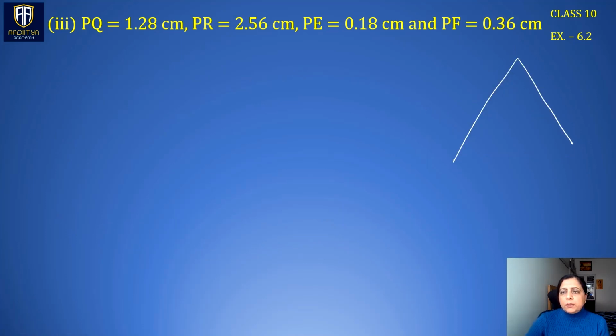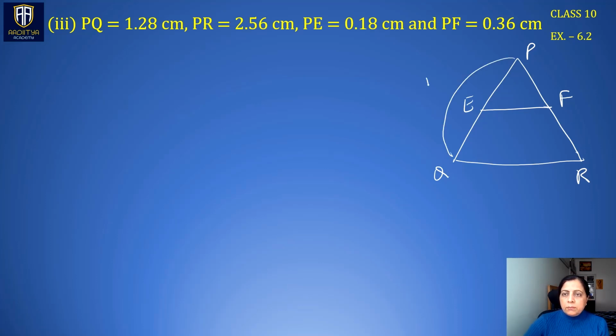We have one more part on the same figure. So PQR is the triangle and EF is the line. Now here we have PQ, the whole side, given out to be 1.28. Mark it like this, 1.28. PR is given as 2.56. PE is 0.18 and PF is 0.36.